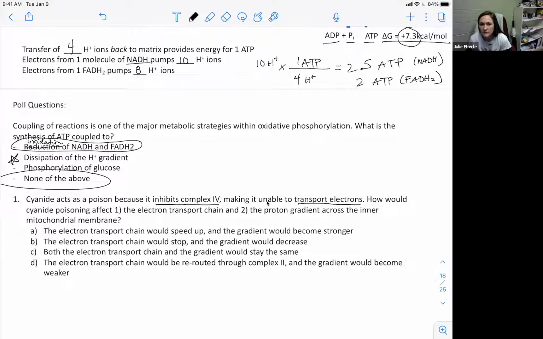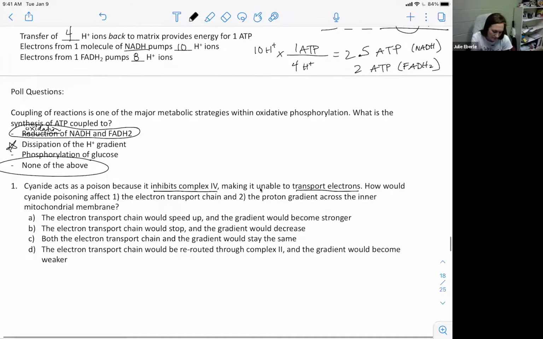All right, 2 more. Okay, great. I don't even have to talk about this. Everybody picked B, which is totally correct. You would shut off the electron transport chain. You cannot continue the redox reactions if you stop it at one point. They all have to run in sequence. So the electron transport chain absolutely would stop. And if we stop moving electrons, we stop pumping protons. Okay. So the gradient would dissipate.